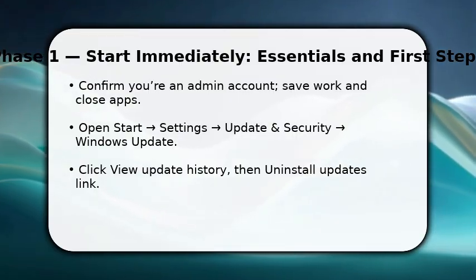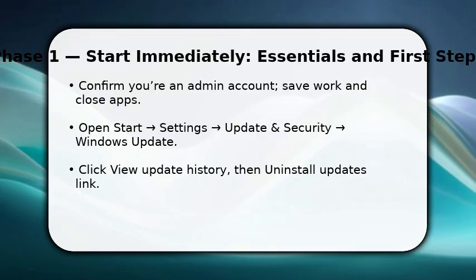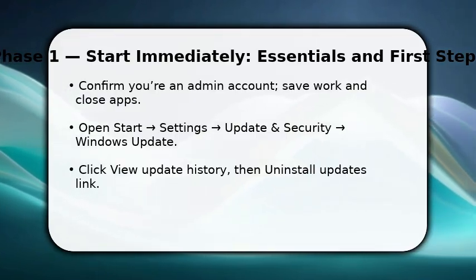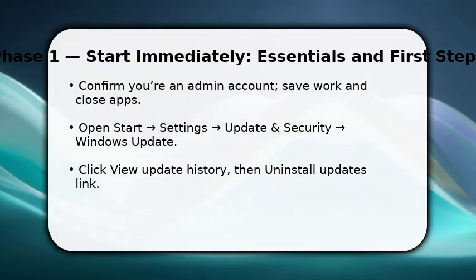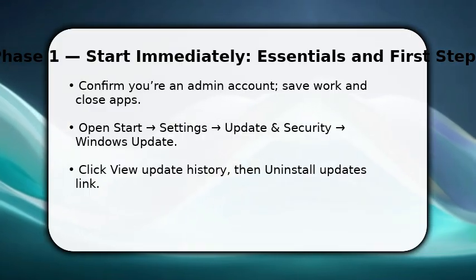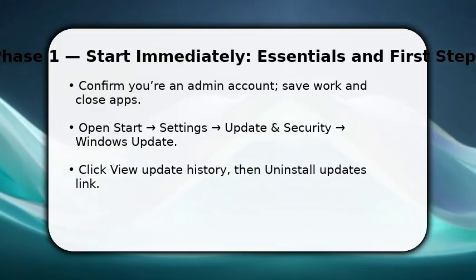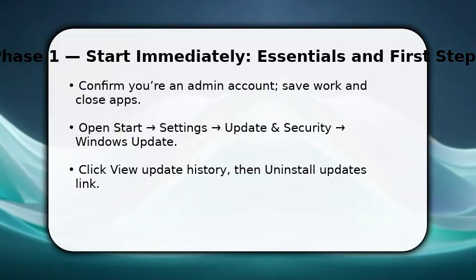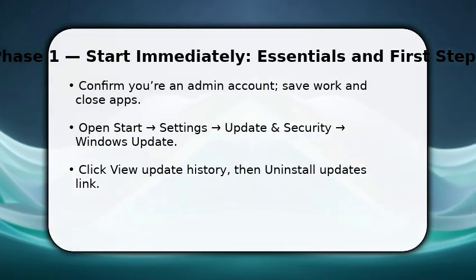Once there, click View Update History to see what installed most recently, and choose Uninstall Updates to open the Control Panel list. You do this because Control Panel shows individual KB entries. It lets you remove the specific package causing trouble without a full reset.